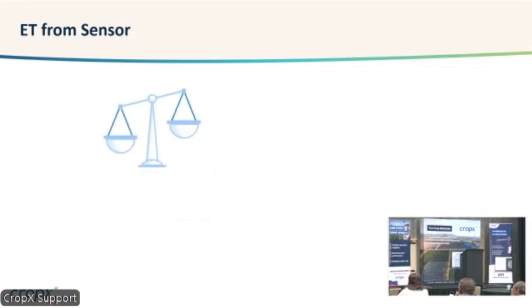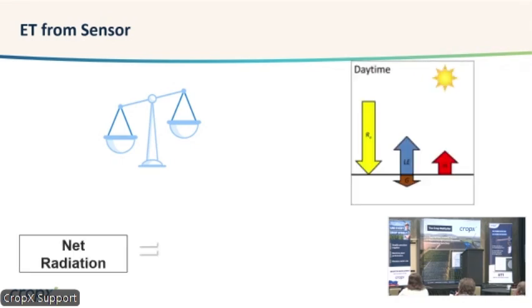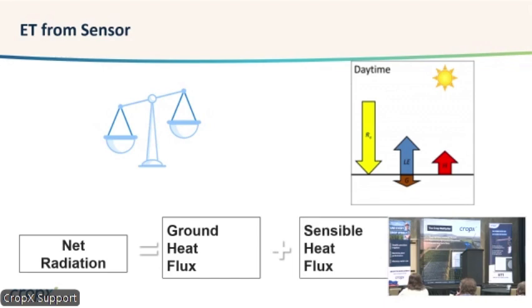Like I said before, it's a balance: whatever goes in has to come out. People are used to doing this with a water balance, but with the energy balance, what we're looking at here is sunlight, or what we call net radiation, represented by this yellow arrow. It's the energy coming from the sun into the ground, into the soil. As it hits the surface, some of that energy goes into the ground, and we call that G, the ground heat flux.